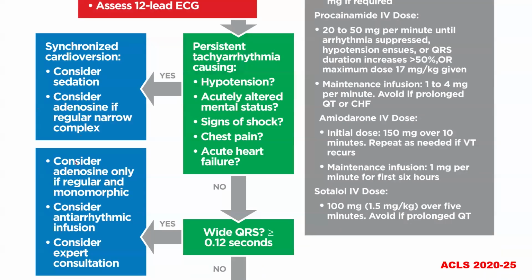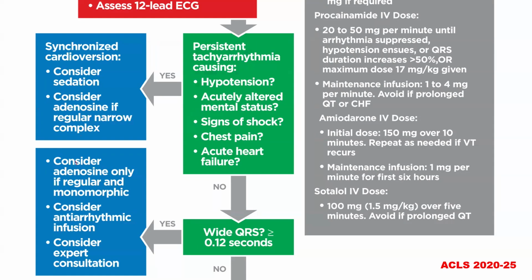Procainamide, one can use 20 to 50 milligram per minute until the arrhythmia is suppressed, or hypotension ensues, or QRS duration widens more than 50%, or maximum dose of 17 milligram per kilogram is given. Maintenance infusion of procainamide is 1 to 4 milligram per minute. Avoid if there is a prolonged QT interval or congestive heart failure.